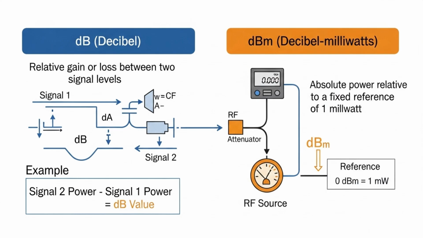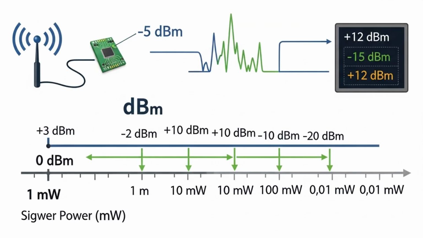dB is used to describe relative gain or loss between two signal levels, while dBm is used to express absolute power relative to a fixed reference of 1 milliwatt. Using dBm, engineers can directly express signal power levels in a standardized logarithmic format.